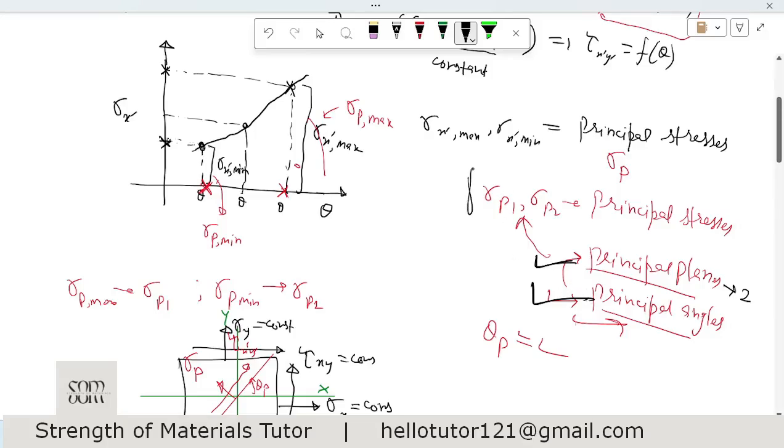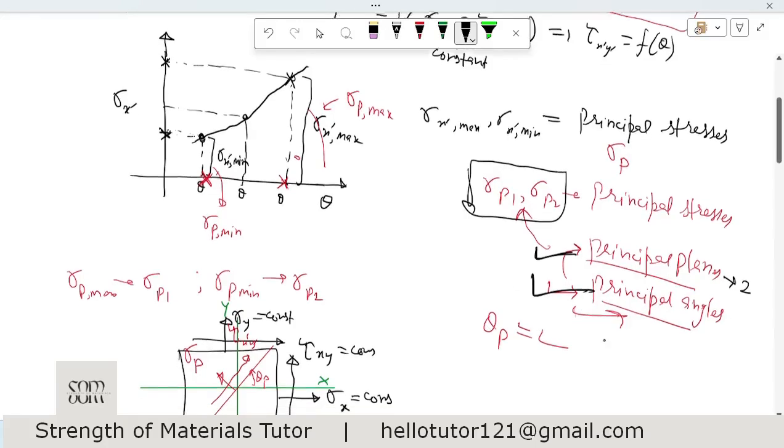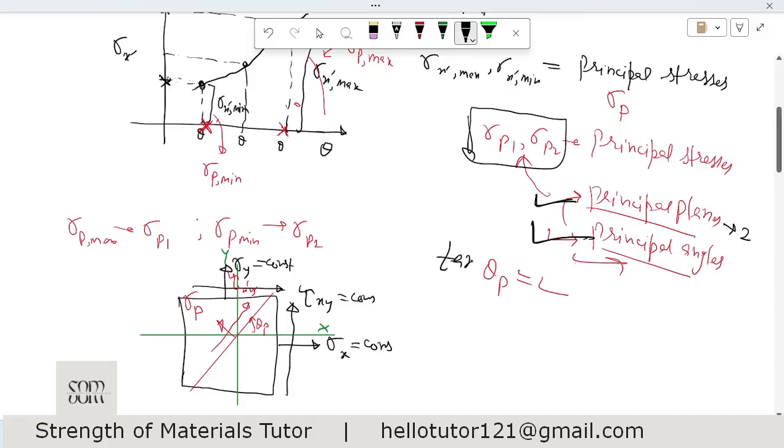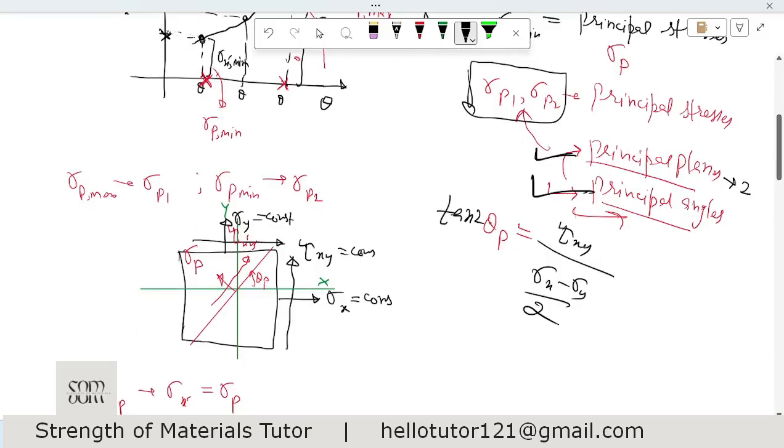Now let us find the exact values of the principal stresses. Right now we only saw that there will be some theta at which we will have maximum and minimum, or at which we will have principal stresses. We found the value of theta p as tan of 2 theta p is tau xy divided by sigma x minus sigma y divided by 2. From this we found the value of theta p, because if you have tau xy and sigma x minus sigma y, you can put them in the calculator and you will get the value of theta p.